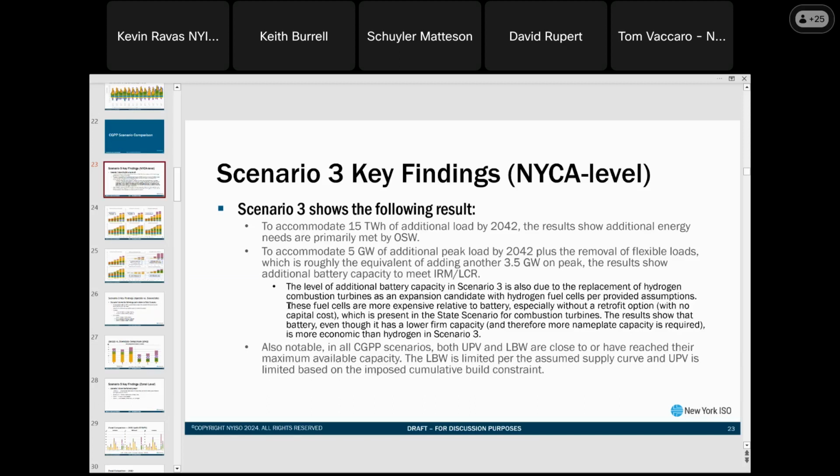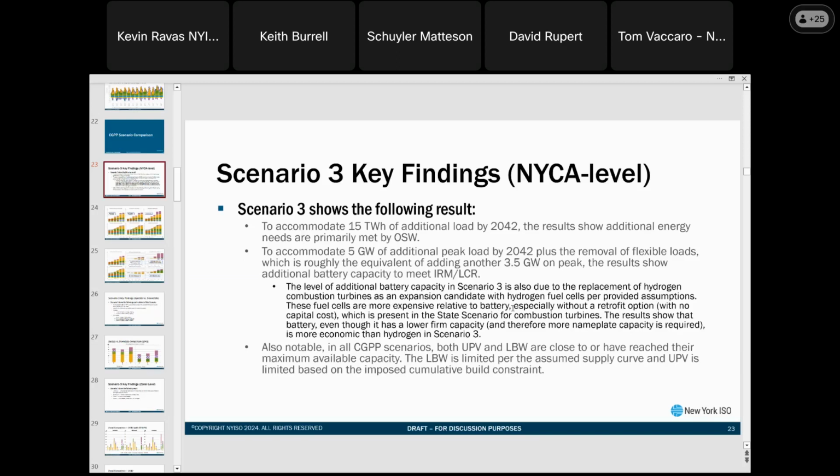But there's also a second reason why we have more nameplate capacity in this scenario 3. You'll see a lot of additional battery capacity in scenario 3. And this is due to the replacement of the combustion turbines as the DEFR expansion candidate, so the hydrogen expansion candidate. The combustion turbines are being replaced with fuel cells. And these fuel cells are really more expensive, especially relative to the battery. And it's also especially without a retrofit option.